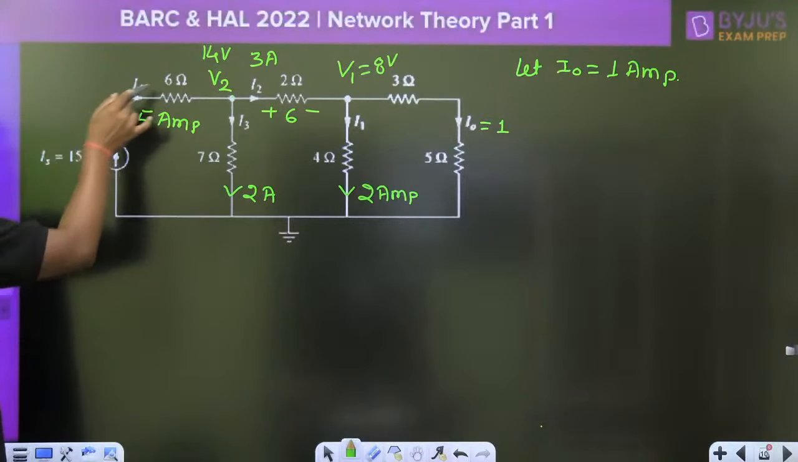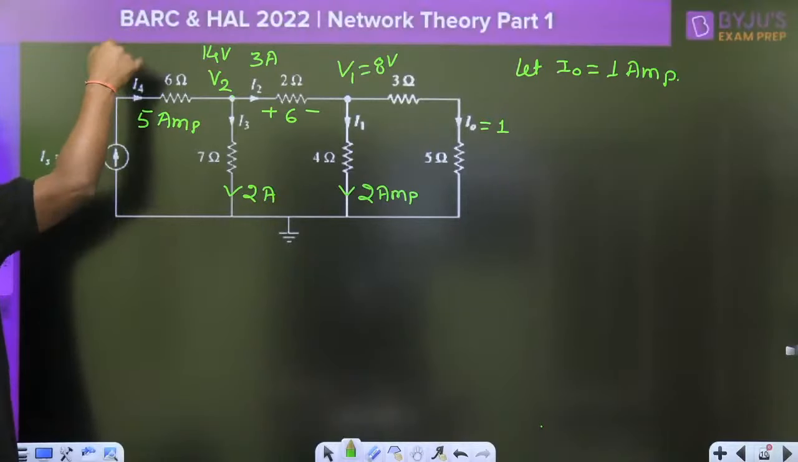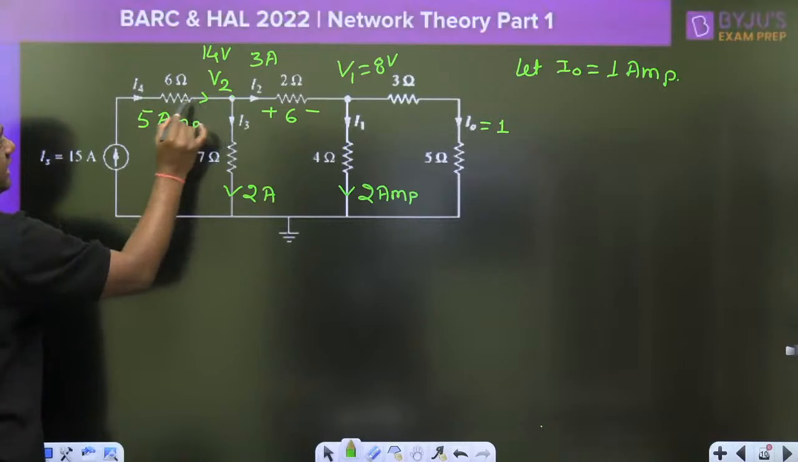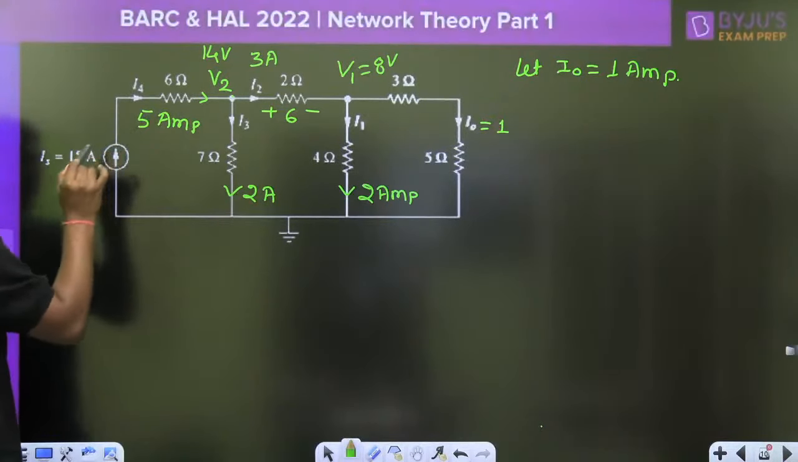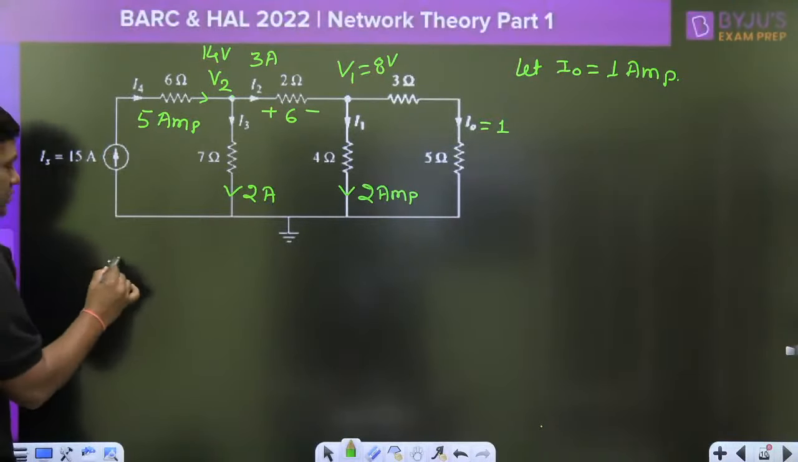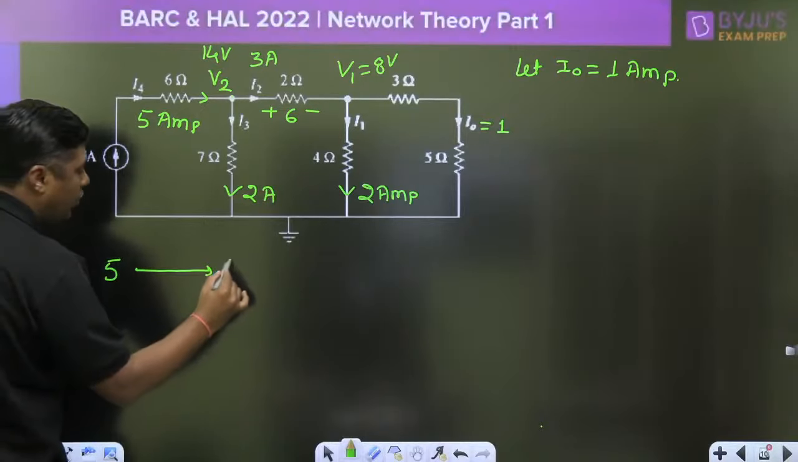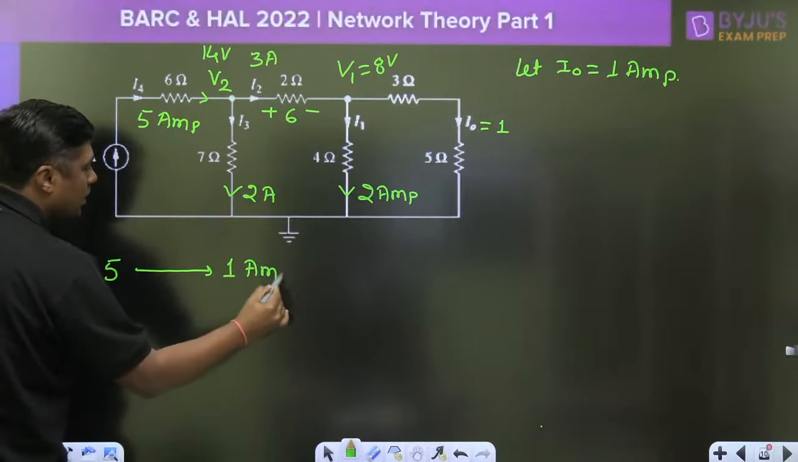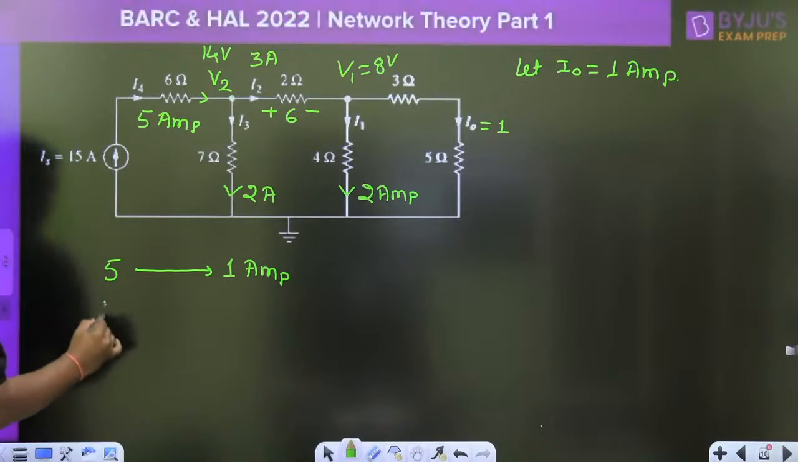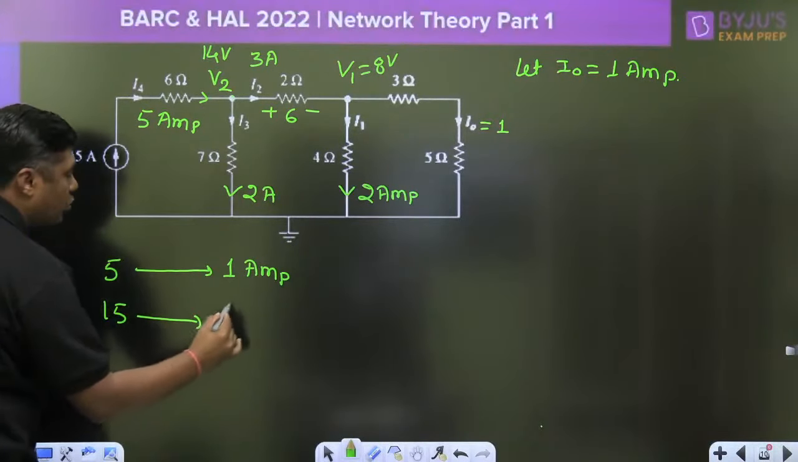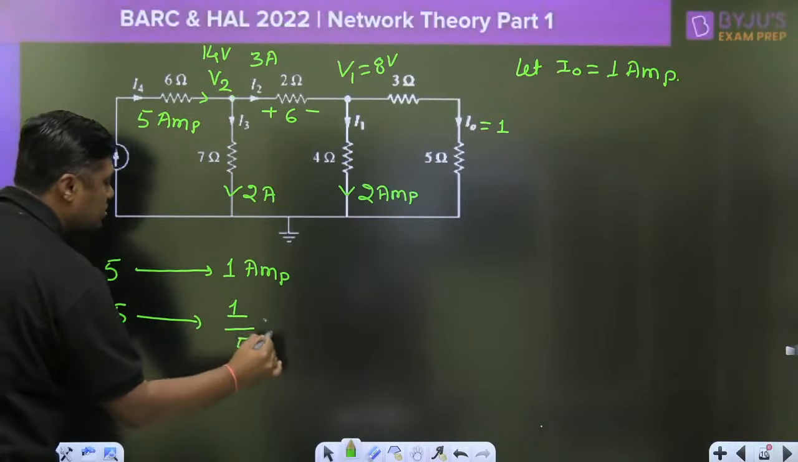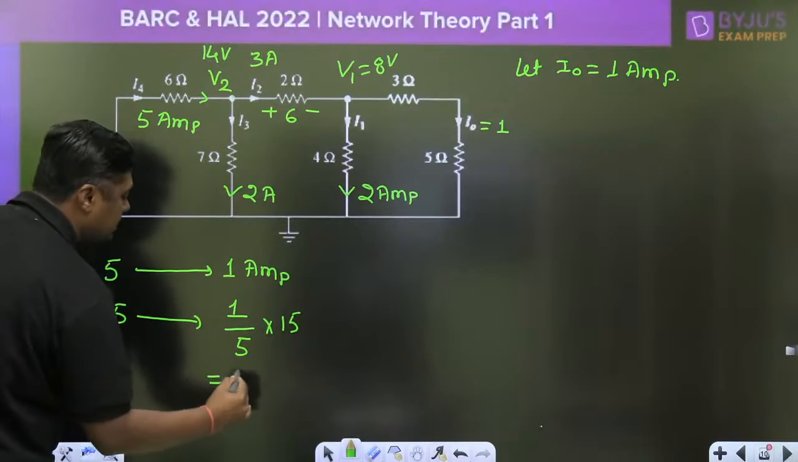Now, when we have a resistor with the current source, simply remove it, this will not affect the circuit. What is the current entering here? 5 ampere. Now, when the current at this point is 5 ampere, what is the output current? 1 ampere. When the current is 15 ampere, then what should be the current at the output? 1 divided by 5, into 15, and what is the answer? 3 ampere.